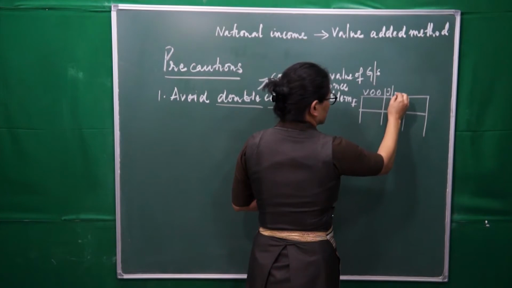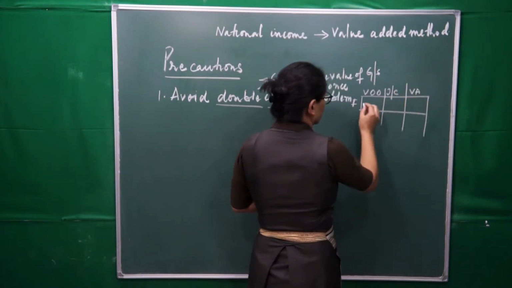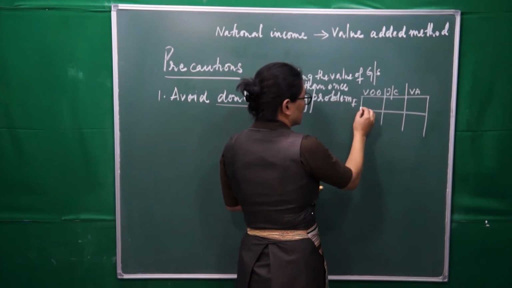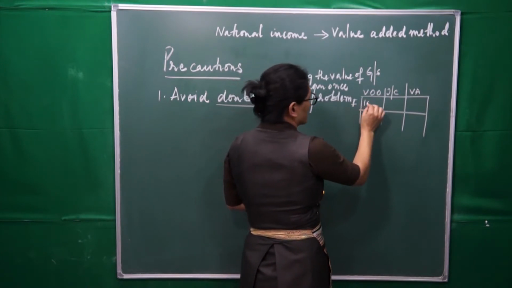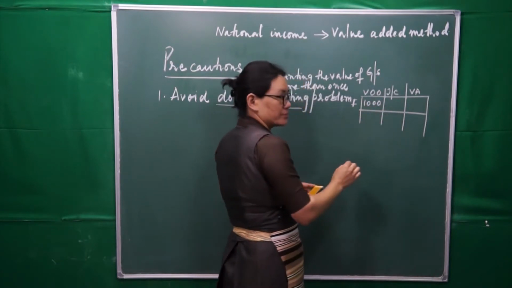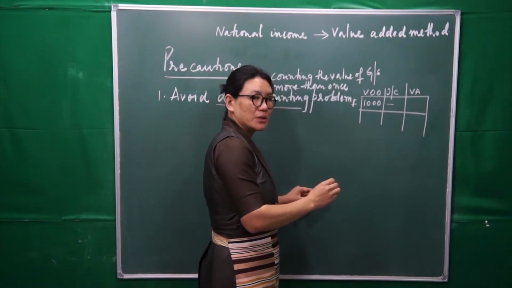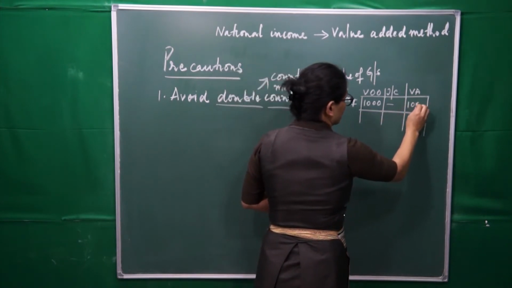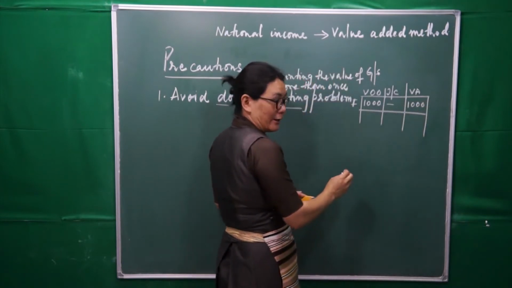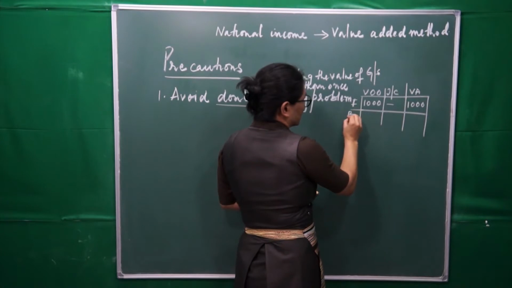This is intermediate consumption. This is value addition, right? Now the farmer has produced wheat worth this much, and we have assumed here intermediate consumption as 0. So the value addition by the farmer is 1000 only.